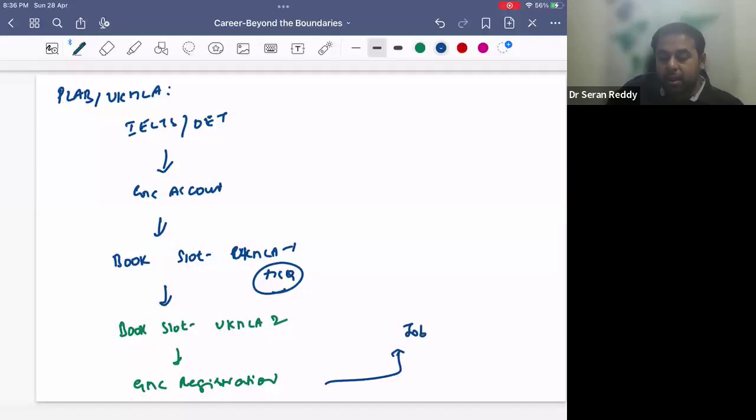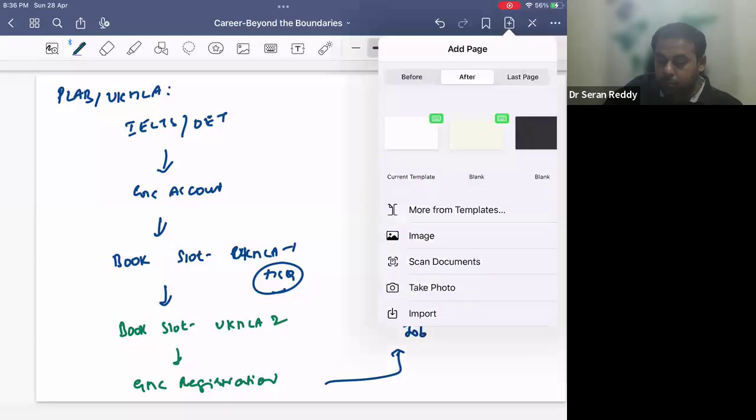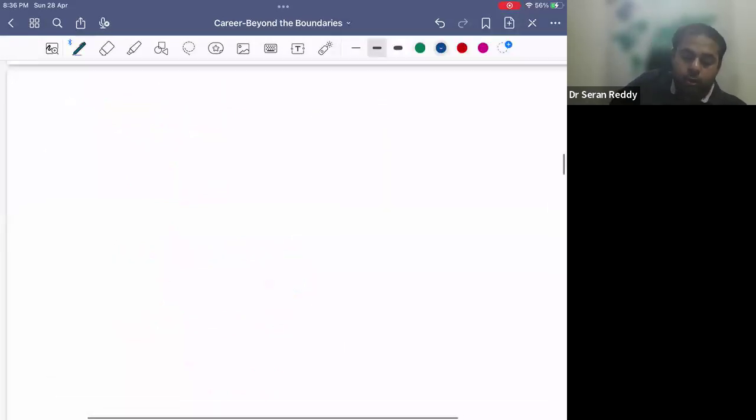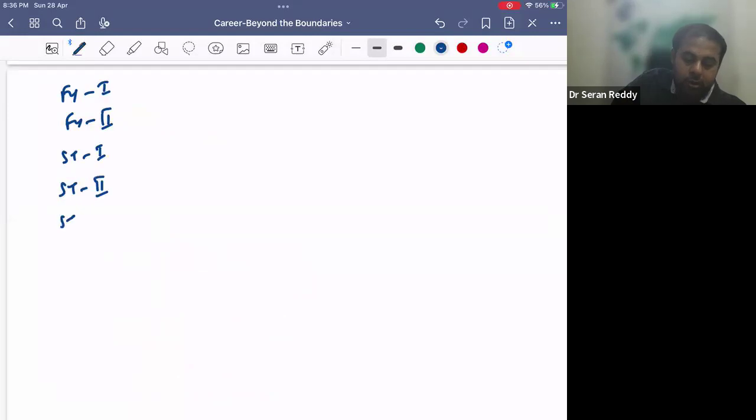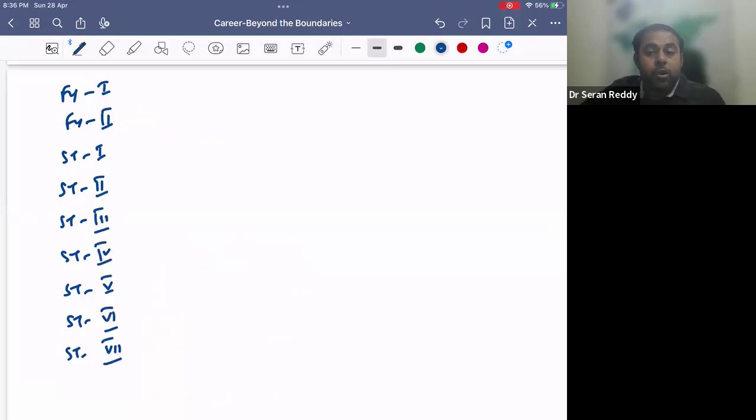So which level? The UK system is something like this: FY1, FY2, ST1, ST2, ST3, ST4, 5, 6, 7. FY1 and FY2 are foundation year 1 and 2. ST1 to ST7 are specialty training. For foundation year 1 and 2, if you haven't completed the internship, you enter at this level. If you have completed internship, you can enter at the level of FY2.